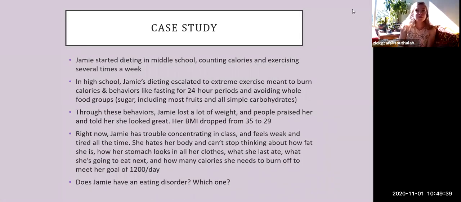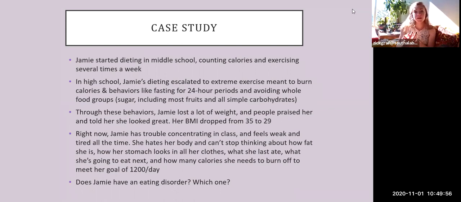So we've talked so far about anorexia nervosa with its two subtypes, restrictive anorexia and binge purge anorexia. We've talked about binge eating disorder, and we've talked about bulimia nervosa. I'm just going to read you a little case study about a hypothetical patient with disordered eating.